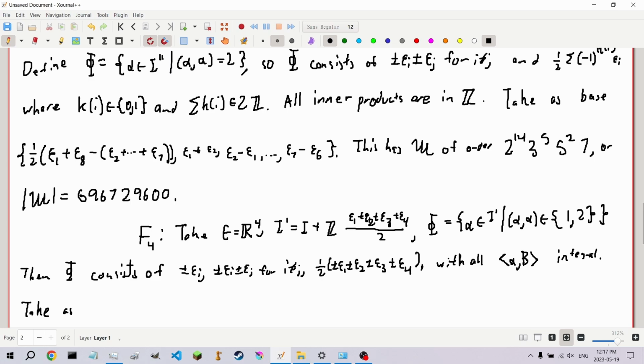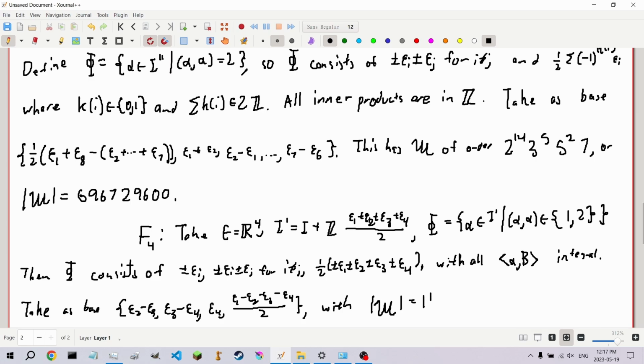Take as base the set of epsilon 2 minus epsilon 3, epsilon 3 minus epsilon 4, epsilon 4, and then epsilon 1 minus epsilon 2 minus epsilon 3 minus epsilon 4 over 2. With our Weyl group being of order 1152.